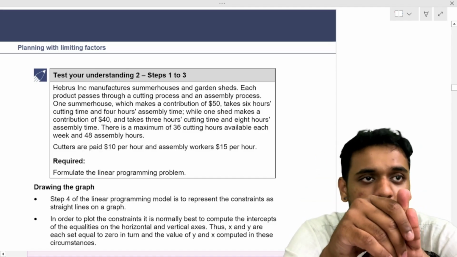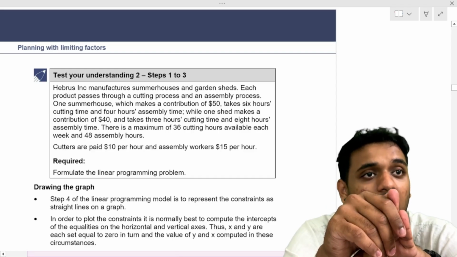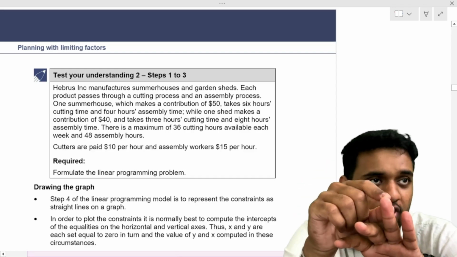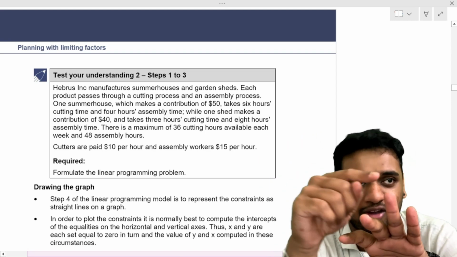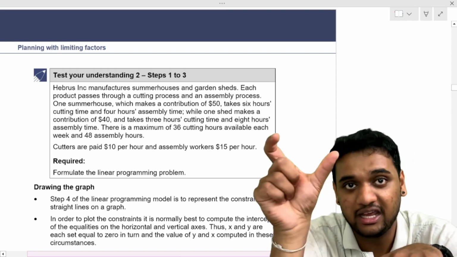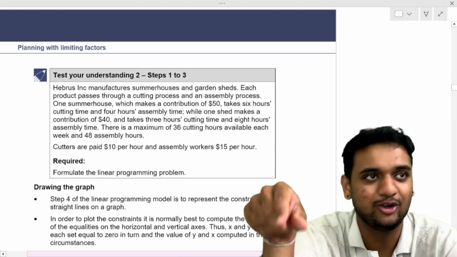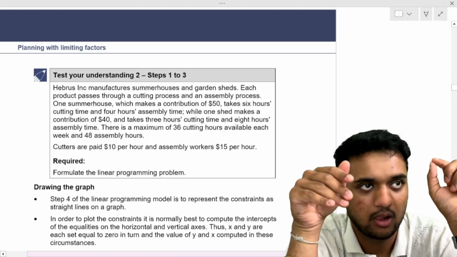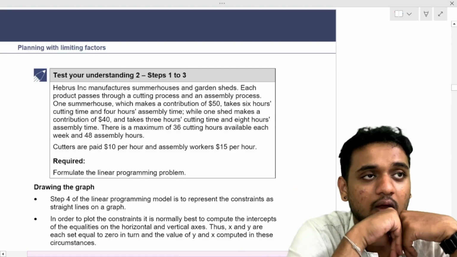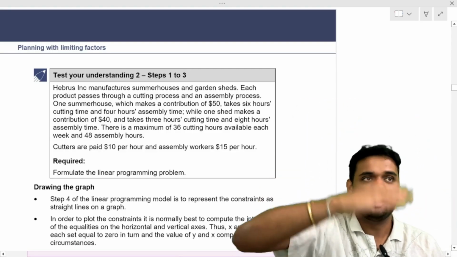Then what will we do? Put 0 for x, find y. Put 0 for y, find x, for every line. For every equation, find 2 points. Only if you find 2 points can you draw a line. Found out. Next, what will we do? Draw the graph. Then shade everything down.